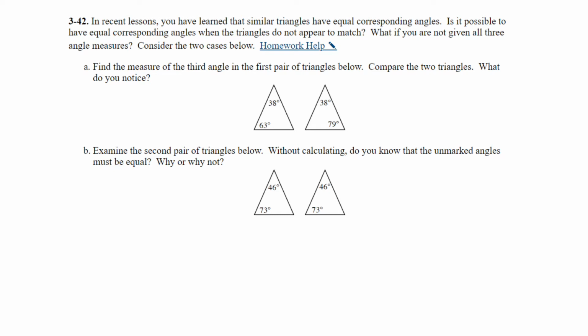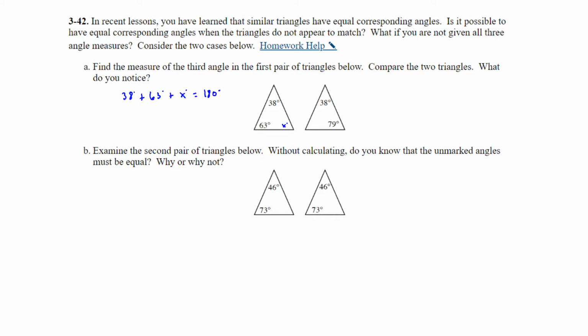Part A. Find the measure of the third angle in the first pair of triangles below. Compare the 2 triangles. What do you notice? Well, we can use the triangle angle sum theorem because the sum of the angles has to add up to 180. So for the first triangle, we have 38 degrees plus 63 degrees plus, I'll just call this x since it's not labeled, x degrees should equal 180 degrees.